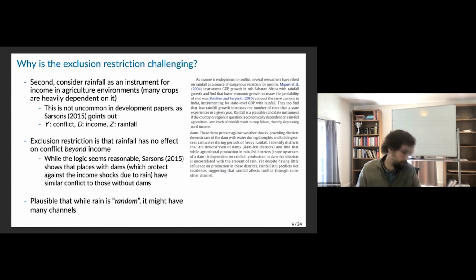This is a common thread. She's not the only one who says this, but she's highlighting papers where people are interested in the relationship between conflict and income, especially agricultural income. What they do is use rainfall as an instrument for income in this context, to look at variation in conflict driven by potentially changes in income. Obviously the exclusion restriction is that rainfall has no effect on conflict beyond through the income channel.